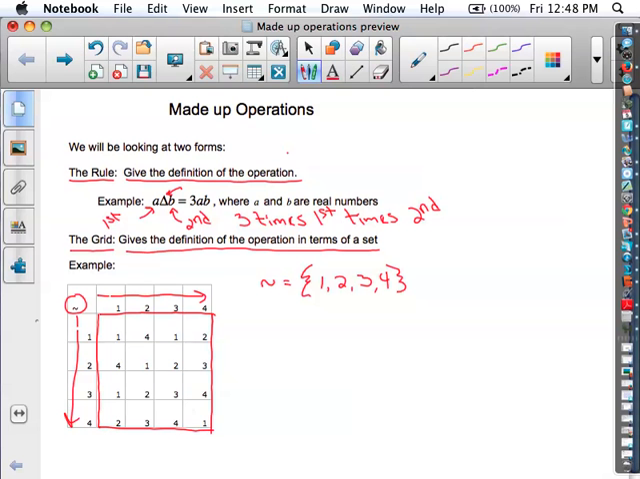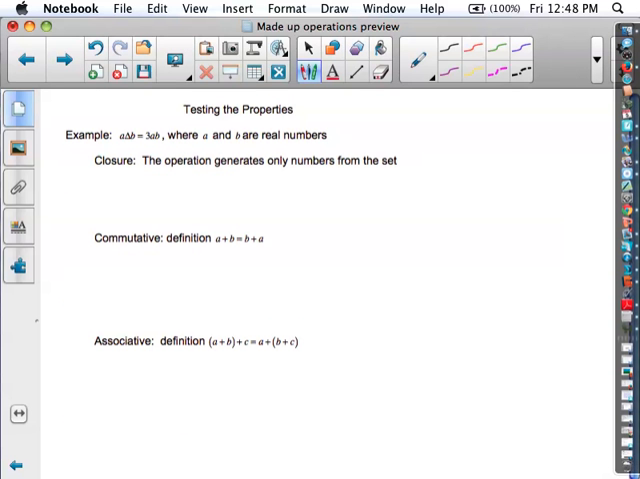And when I look at this, how I would read this, for example, if I had 1 tilde 3, and I wanted to find that value, I would go across the top to 1, down the side to 3, and where they intersect, that's the value of 1 tilde 3. So when I perform the operation tilde on those elements 1 and 3, I get a 1. I know that all looks pretty foreign and probably pretty confusing at this point, so let's actually take a look in a little more detail at the rule to start with.